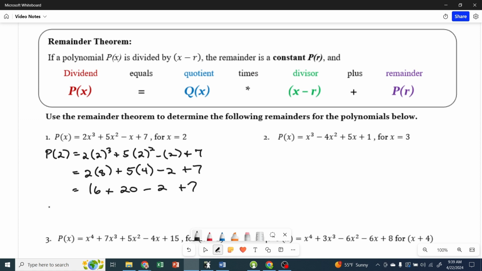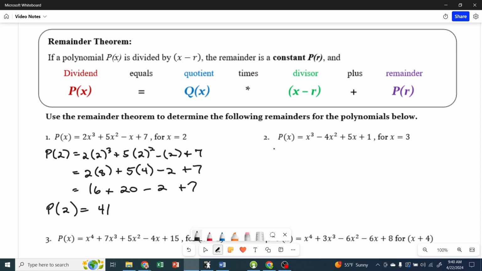So p of 2: 16 plus 20 is 36, minus 2 is 34, plus 7 is 41. So if I were to divide by x minus 2, I would have a remainder of 41. Okay, that's all that this is saying.